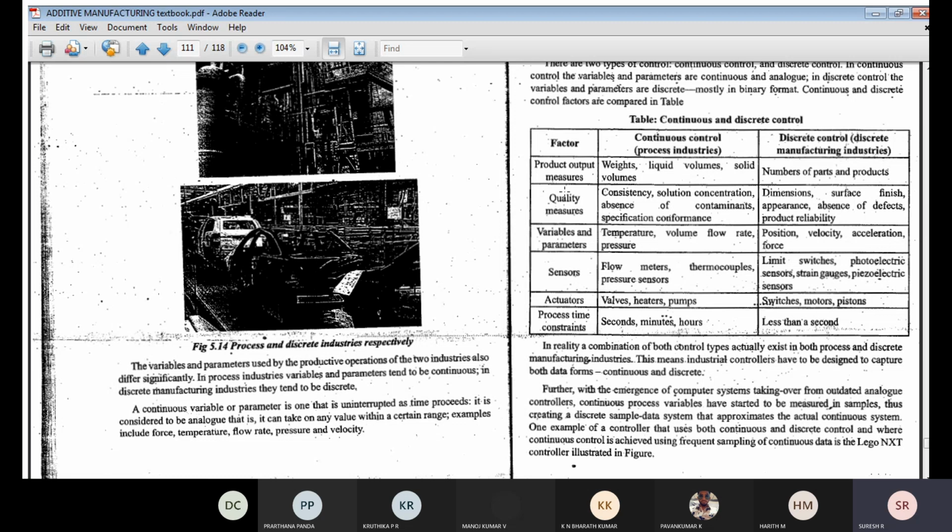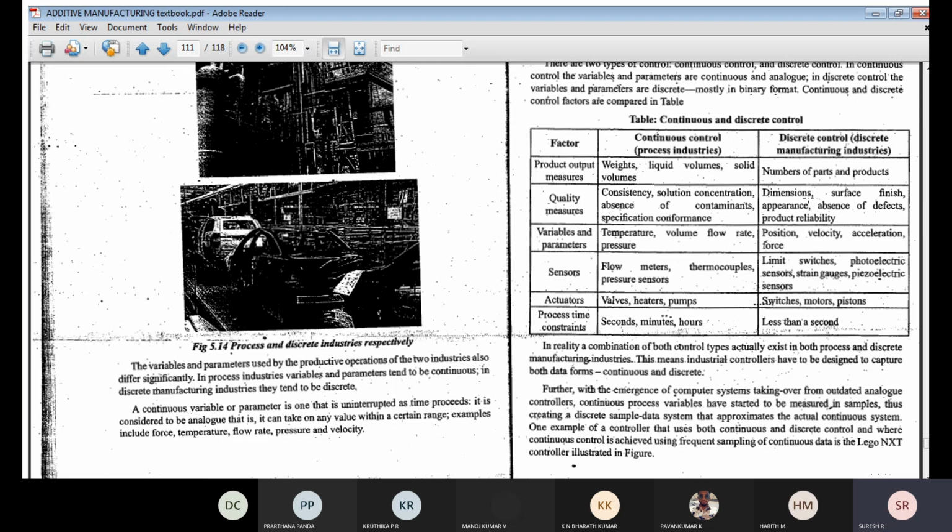So next, the quality measures. How the quality is measured in these two different processes. In the continuous control process, we have the concept of consistency, solution concentration, absence of contaminants, and specification conformance. That is how we measure the quality parameters in the continuous control system.